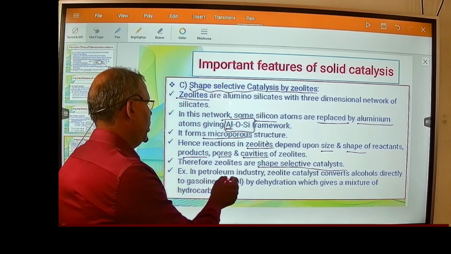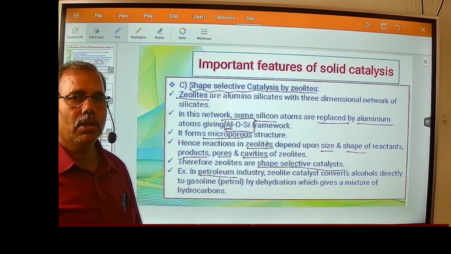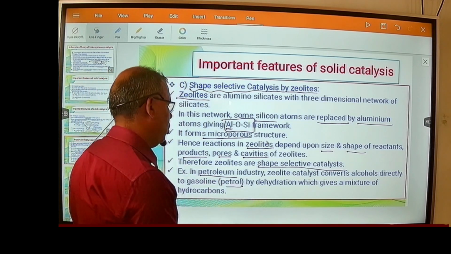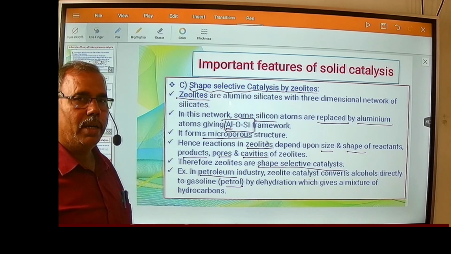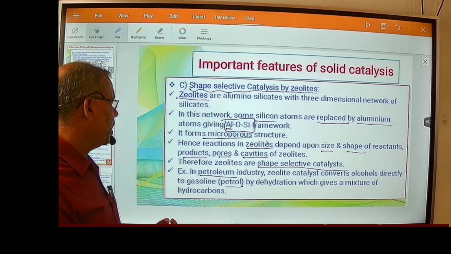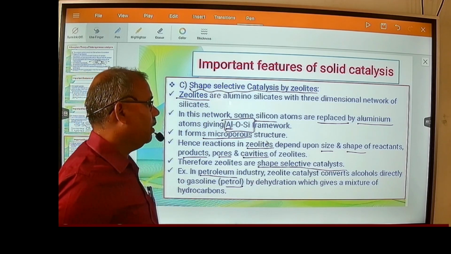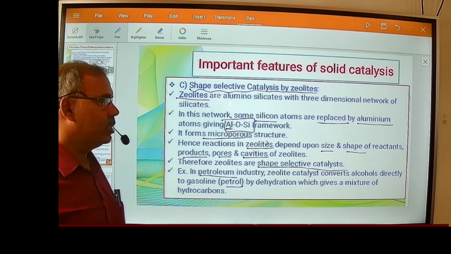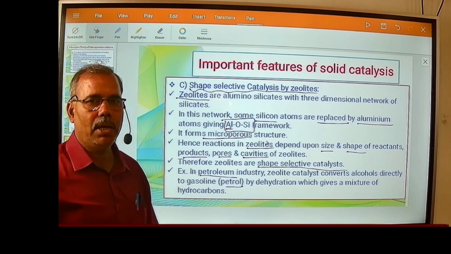Example is given here in the petroleum industry. Zeolite catalysts convert alcohols directly to gasoline, that is petrol, by dehydration, which gives a mixture of hydrocarbons. So by dehydration, removal of water molecule, the alcohols are converted to gasoline, that is petroleum products, giving the mixture of different hydrocarbons in the petroleum industry. This is the example of shape selective catalysis by zeolites.